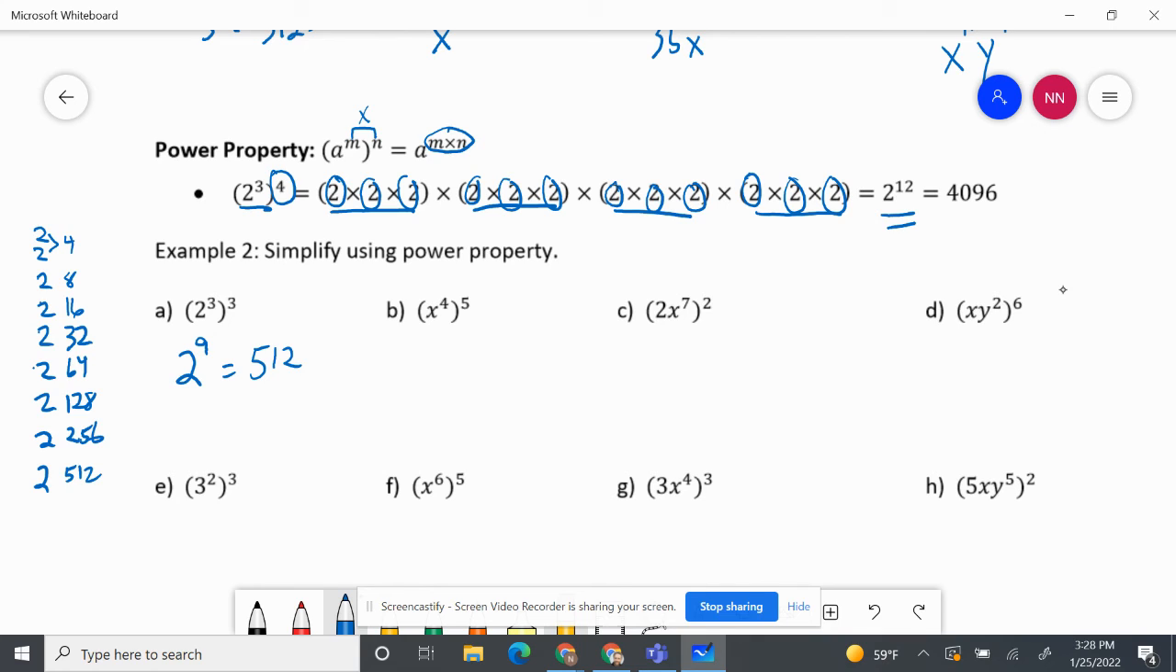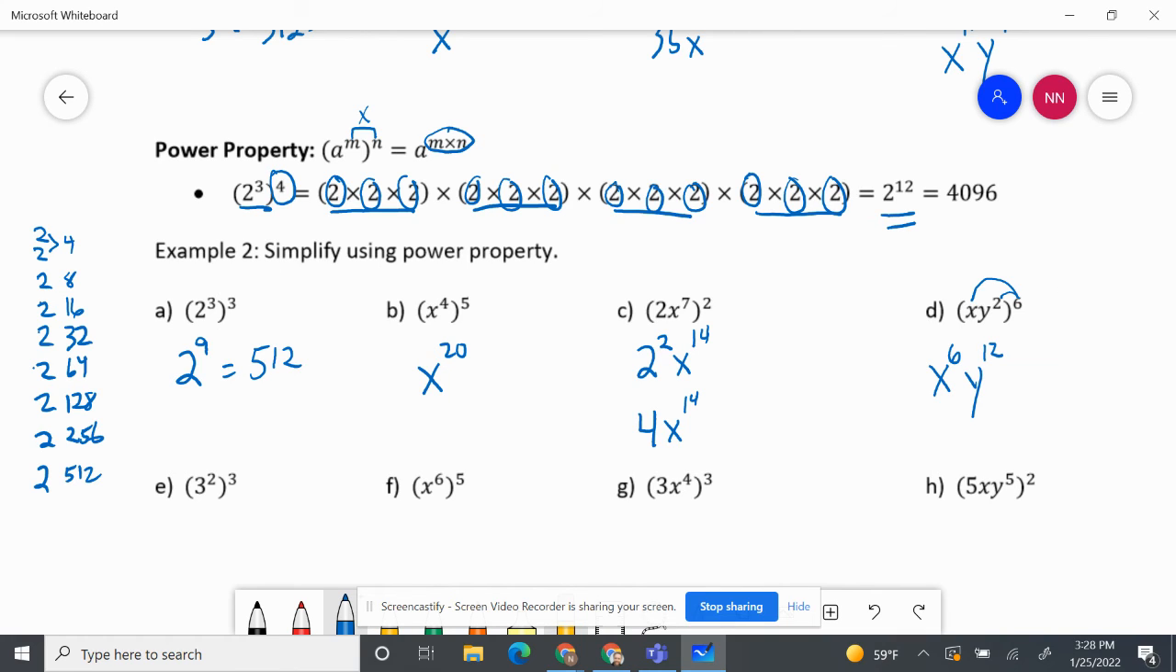Here, an exponent to an exponent, we multiply: x to the 20th. Here we have 2 to the second and x to the 14th. 2 to the second we know is 4, so 4x to the 14th. Here we distribute the 6 to each of the terms, and that gives us x to the 6th, y to the 12th.